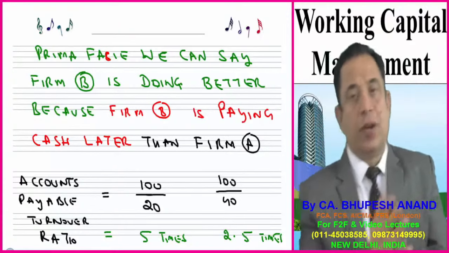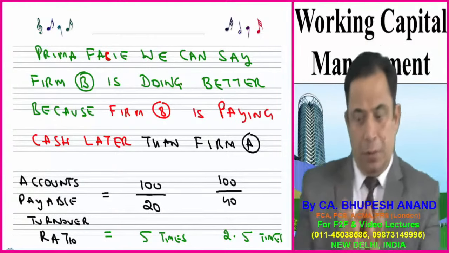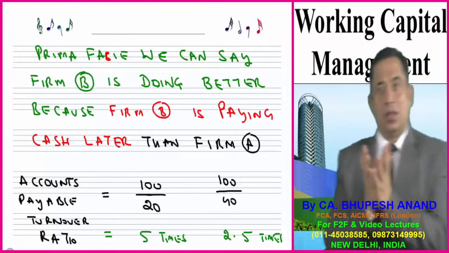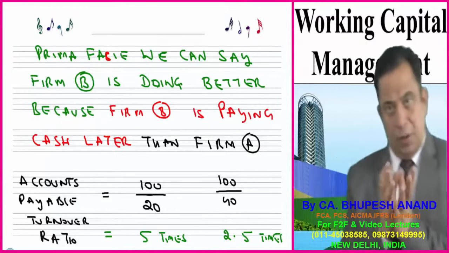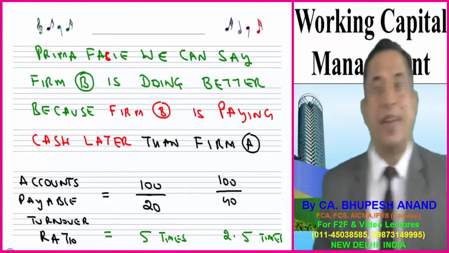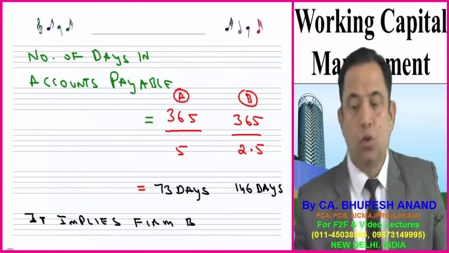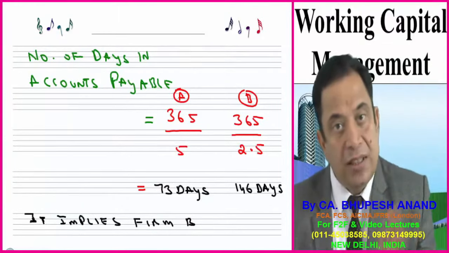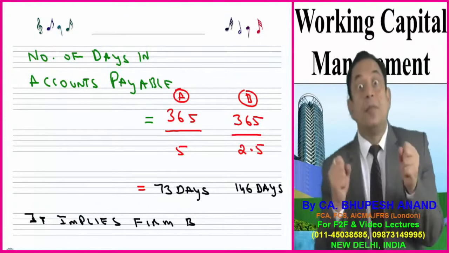Accounts payable turnover ratio, I can calculate. I have given you the formula: credit purchases upon average payables, that is $100 million upon $20 million for firm A, and $100 million upon $40 million for firm B, the average accounts payable. That comes to 5 times, and that comes to 2.5 times. When I say 2.5 times, I also mean that they are paying after 146 days, and firm A is paying after 73 days. Now tell me which firm is better.